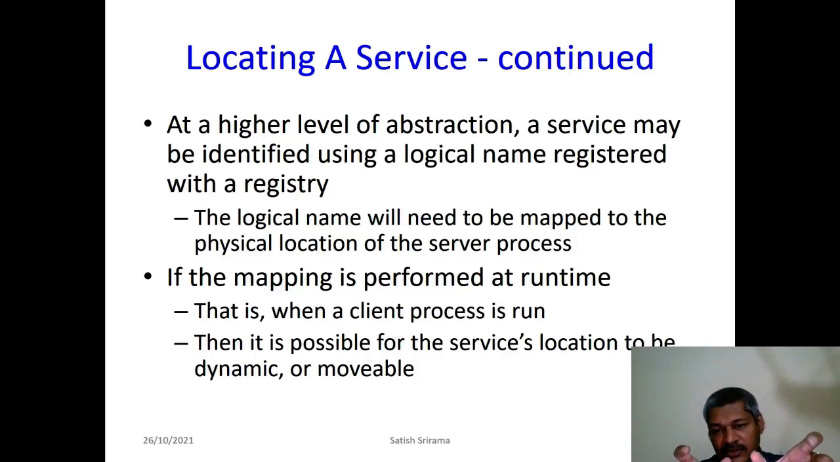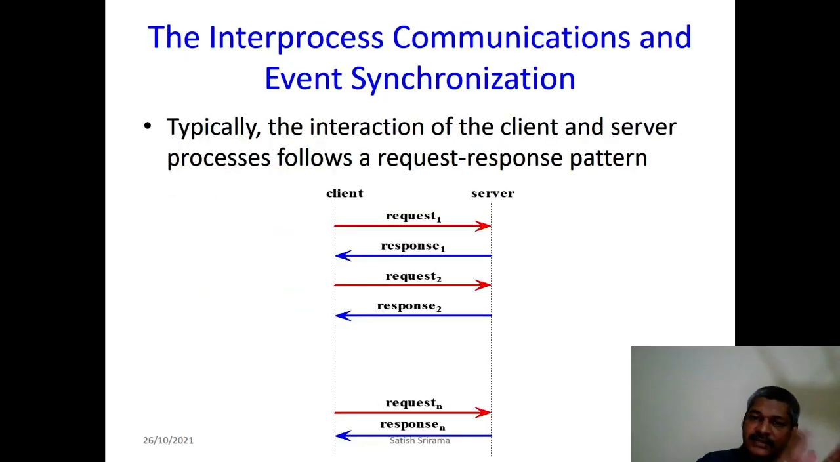Then the logical name has to be mapped to the physical location of the server process. If you have this logical association possible through a registry, then the mapping can be performed at runtime, that is, when the client process is run. Then it is possible for the service location to be dynamic or movable, so dynamically you can find the service. So that's about addressing the service, that is, how to locate the service.